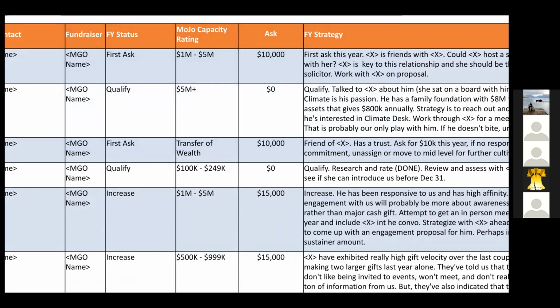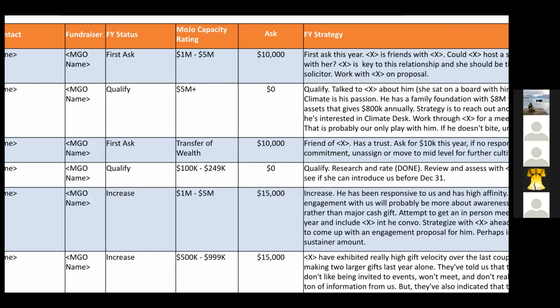And this is the panel in our dashboard that I use probably most frequently of the major gifts dashboard. You can just see at a glance what we're doing with someone. So you see the prospect name, you know immediately by their status what we're doing this fiscal year. You can see how they're rated by research. What is their capacity rating? You can see what we're going to ask them for. And then if you want more reading, you can look at the fiscal year strategy.